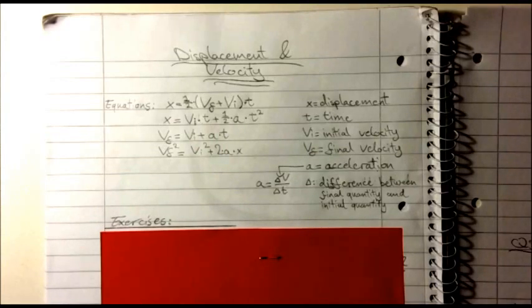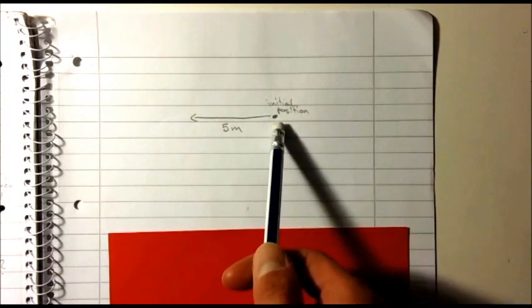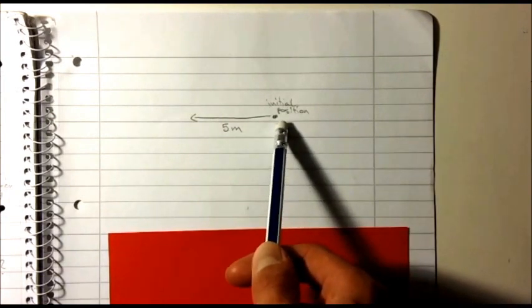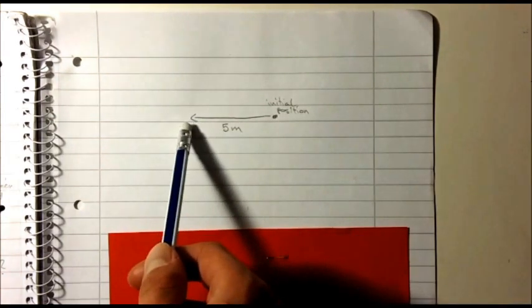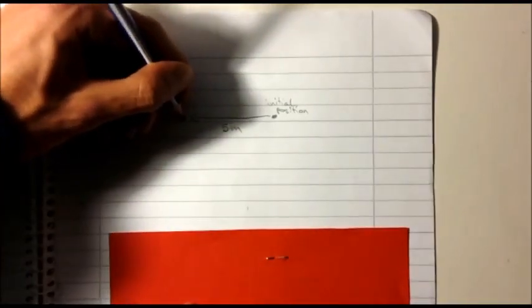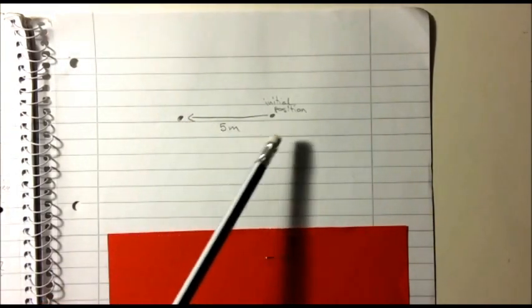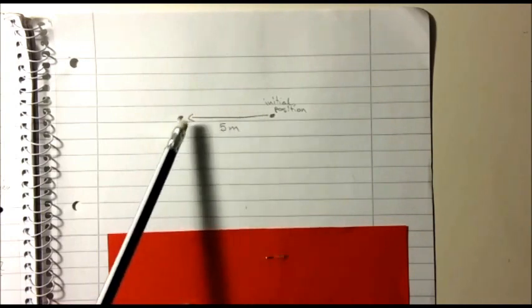For example, imagine a person standing here. This is his initial position. He moves 5 meters in that direction, and if his final position is here, then the distance traveled would equal 5 meters, and his displacement from the initial position would also equal 5 meters.